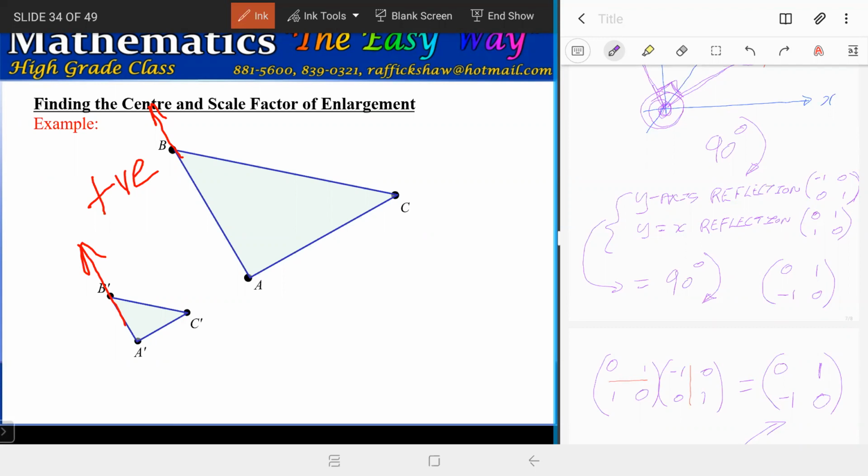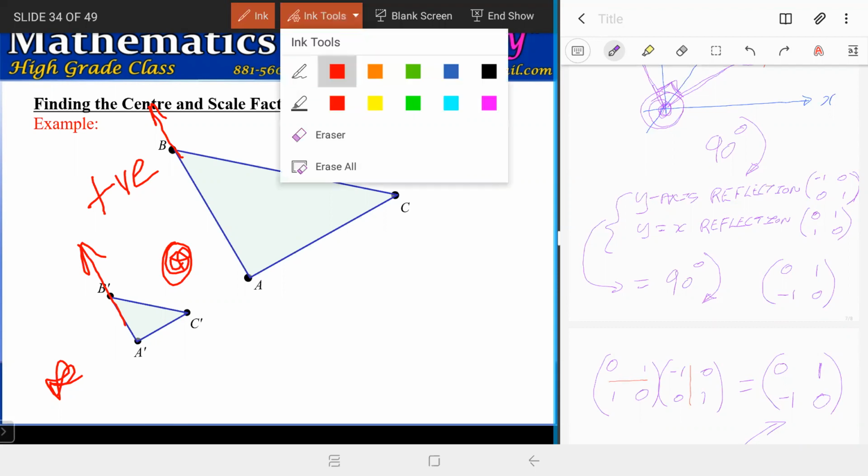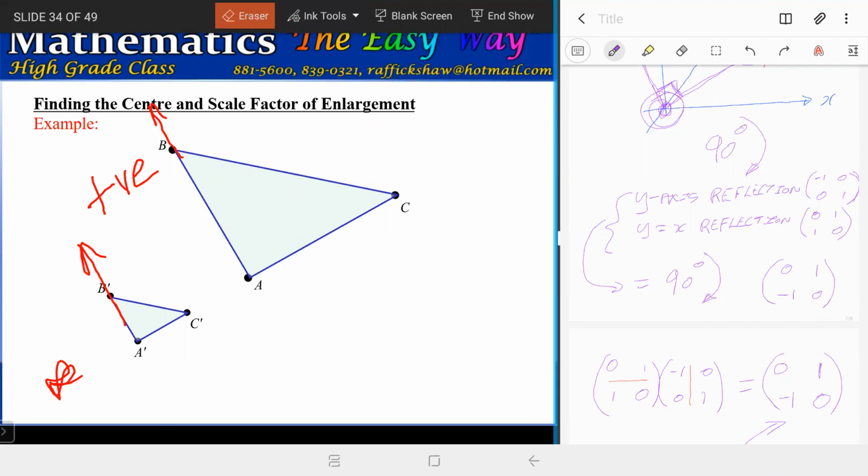Next thing, where would the center be? Is the center going to be between them or on one side of them? On one side. Exactly. When the scale factor is positive, both of them are going to be on the same side of the center. So it can't be in between. When the scale factor is negative, the center is in between them. Let us get these little images in our minds.